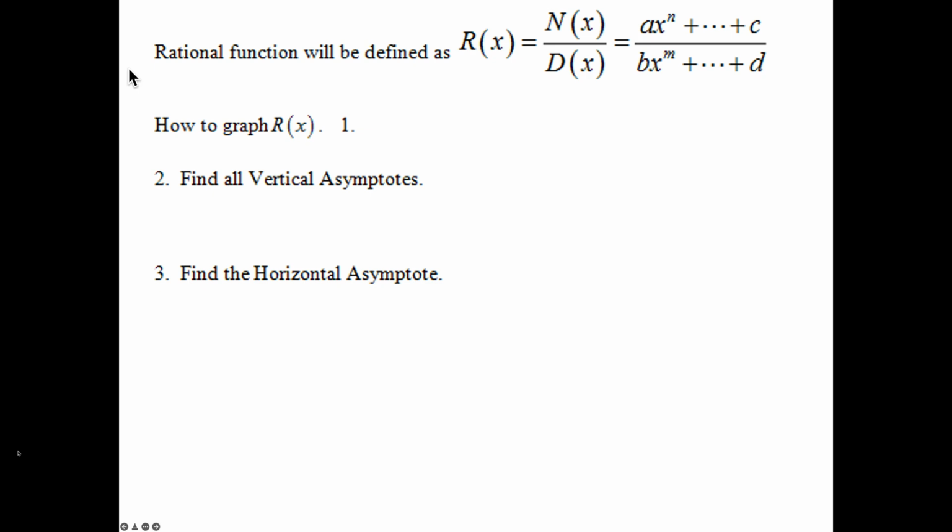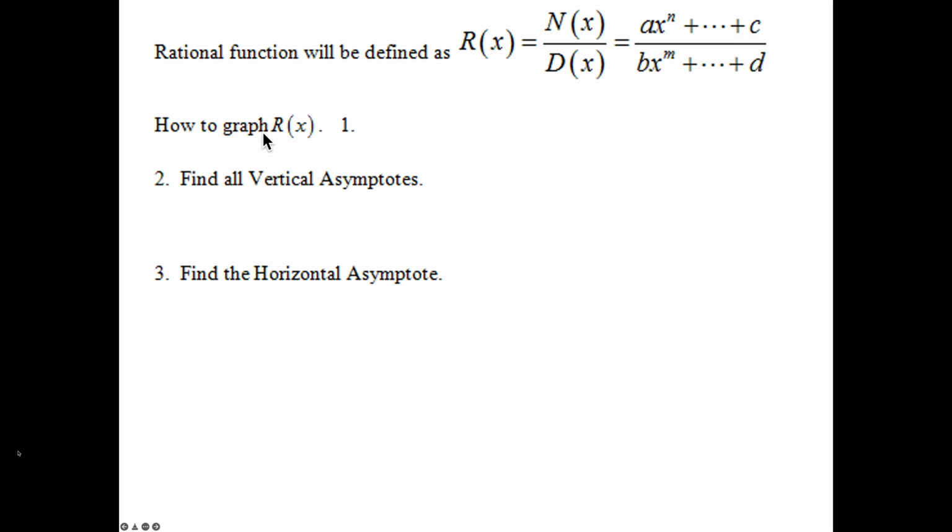Okay, rational functions. Capital R of x is equal to capital N of x over capital D of x. Capital R stands for rational, capital N is for numerator, capital D is for denominator. This is a polynomial function on the top. We have a polynomial function on the bottom.